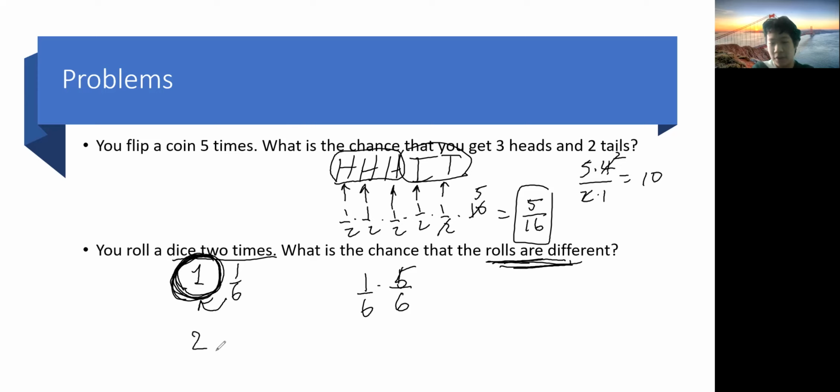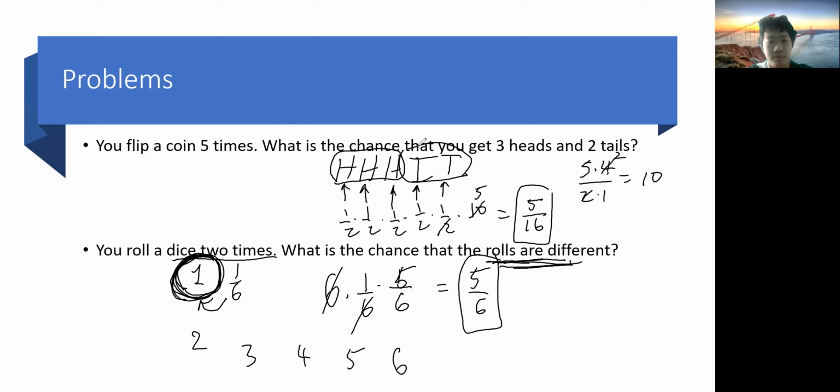But I could have chosen a 2 for the first one. I could have chosen a 3, a 4, 5, or even a 6. I could have chosen any one of these 6 numbers to be the first number. So there are 6 ways I can do this. So these 6's actually cancel out. All we have left is 5/6. All right. Any questions here?